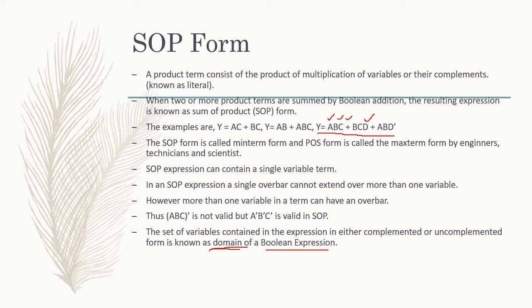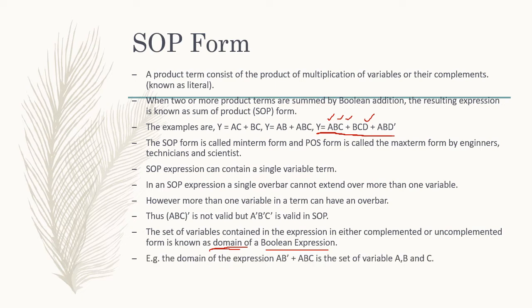So for this Boolean expression, y equals abc plus bcd plus abd bar, the domain will be the set of a, b, c and d. Okay, so this is how the domain is represented for a Boolean expression.